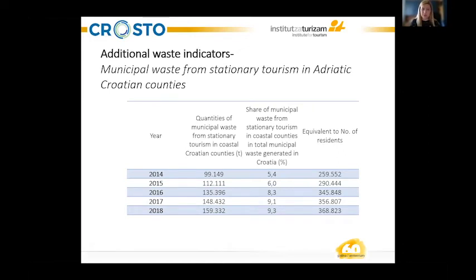Just some additional waste indicators for the Adriatic Croatian counties, so you get a clearer picture of what we are talking about. During the last 6 years before the pandemic, the total quantities of municipal waste increased from 5.4 to 9.3, which is really worrying, but these are the numbers for the whole of Croatia, so perhaps it's not so much. We only have, let's say, 10% of the waste generated in tourism.